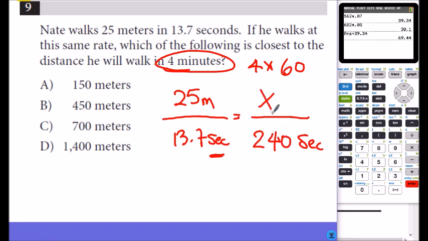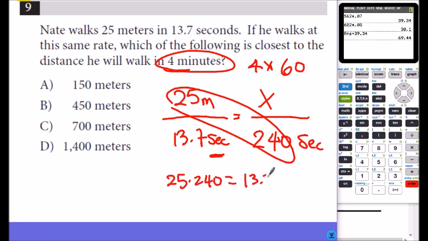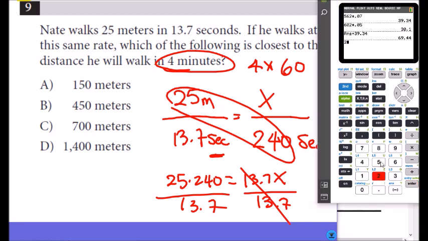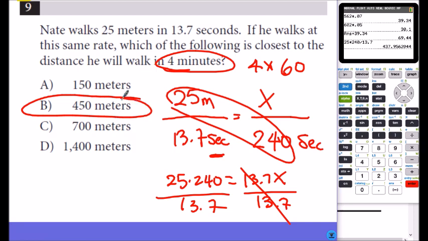So now you're just looking for the distance, right? Because it will have the same rate. So you can just cross multiply it. 25 times 240 equals 13.7x. Then you divide by 13.7 from both sides. So 25 times 240 divided by 13.7, you get 437, so about 450 meters. It says approximately, right? Or the closest.